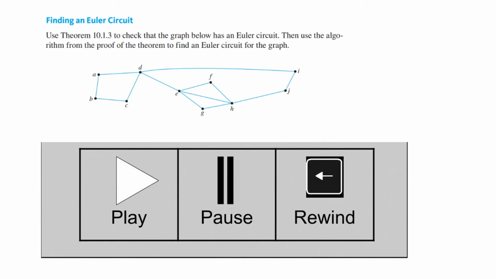So here's a problem doing that. I hope you made note of the steps, and I'm going to ask you to use the theorem first of all to check that there is an Euler circuit here, and then use the algorithm to find an Euler circuit. So hit pause and invest some time in doing the problem, please. And then let's return and see how you did.